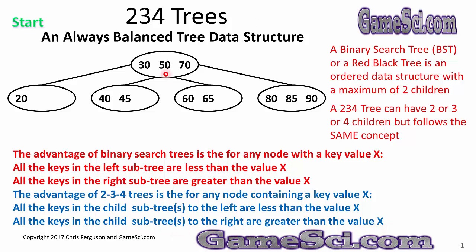You can always pick a point in a 2, 3, 4 tree, and everything to the left is less than that value. Everything to the left of this 50 is less than 50. Everything to the right of this 50 is greater than 50.